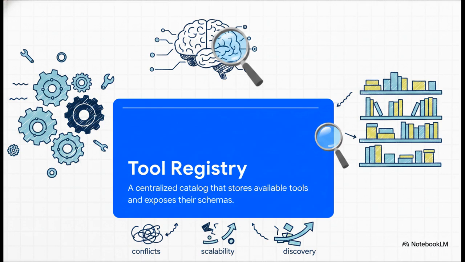Enter the tool registry. Think of this as a centralized catalog and plugin manager. It stores all available tools, tracks their versions, and exposes their capabilities so the LLM knows what's on the menu. Without a registry, the LLM simply cannot discover tools on its own. You'd end up with a tangled, hard-coded mess, constant tool conflicts, and absolutely zero scalability. The registry is basically the brain's index of available skills.